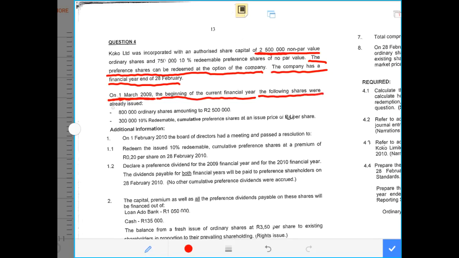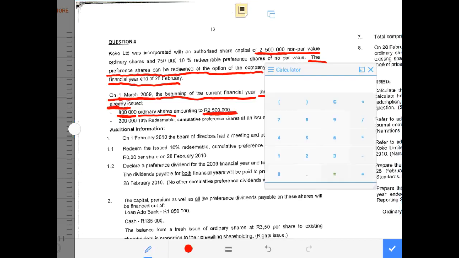The following shares were already, take note of that, they were already issued. That means these are the shares that were issued in prior years or in the previous years. By the beginning of the current year, these shares were already issued. Therefore, it means they will have to be recorded as an opening balance. Then now we have 800,000 ordinary shares amounting to 2,500,000 rands. That means the company issued 800,000 ordinary shares, and the total, which is capital, amounted to 2,500,000 rands.